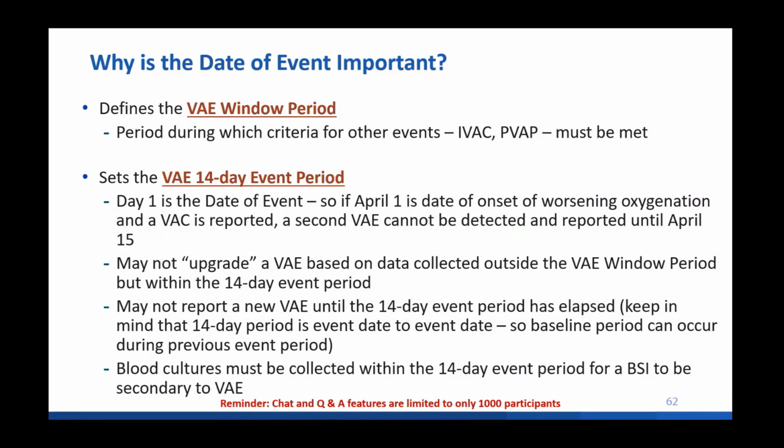You also cannot upgrade a VAE based on data collected outside the VAE window period, but within the 14-day event period. Keep in mind that the 14-day event period is event date to event date. So a new baseline period of stability or improvement may occur during a previous event period. If you have a secondary BSI, the blood cultures must also be collected within the 14-day event period to be attributed to a VAE.